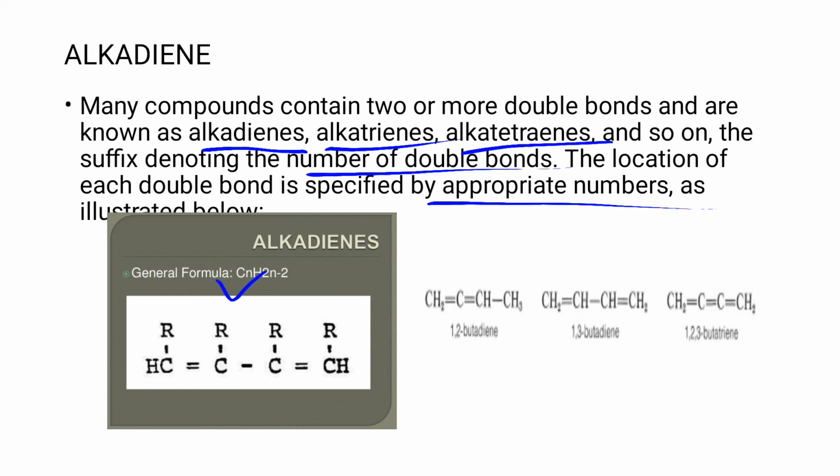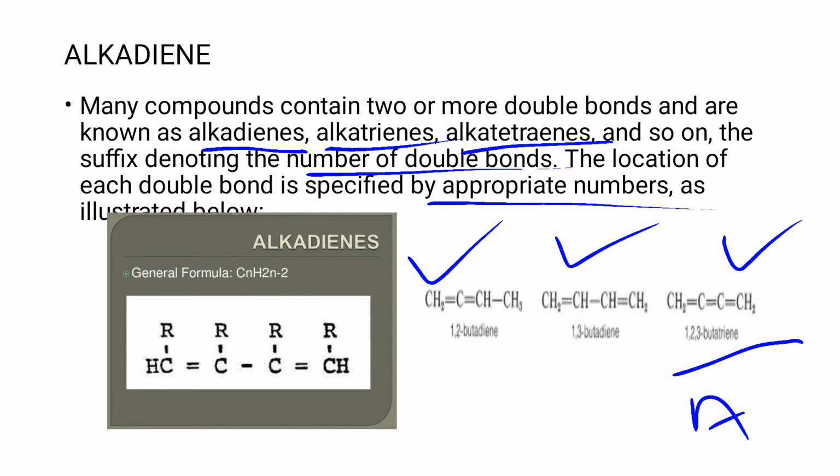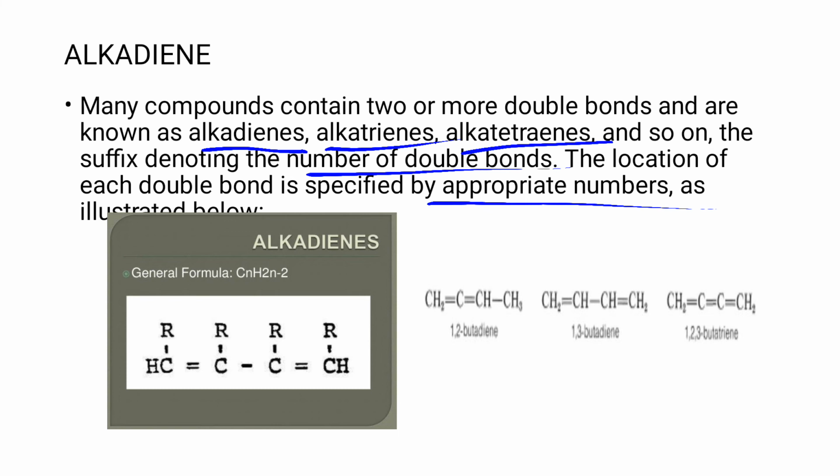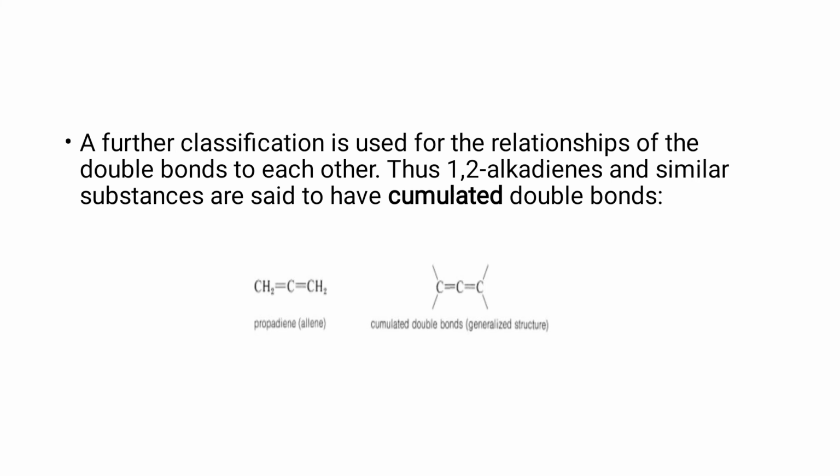Alkadiene general formula CnH2n-2. This is the general structure of alkadiene. These are examples: 1,2-butadiene, 1,3-butadiene, and 1,2,3-butatriene. 1,2,3-butatriene is an example of an alkatriene, and the other two are examples of alkadienes. Further classification uses the relationship of the double bonds to each other. The alkadienes are classified into three types.